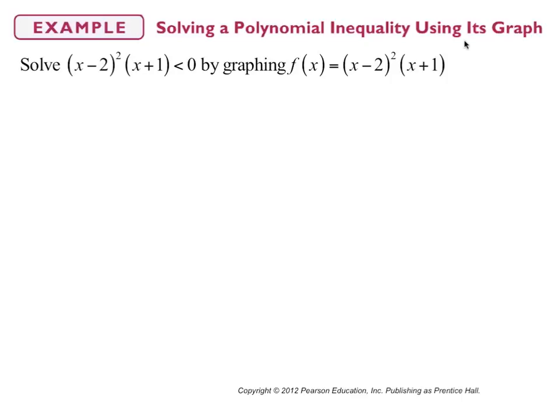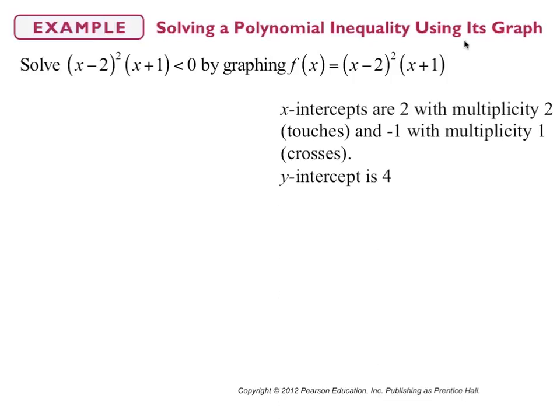So if we want to solve the inequality x minus 2 squared times x plus 1 is less than 0, then what we need to do is graph that function. So this is a good review of graphing from last week. Your x-intercepts are going to be at 2 and negative 1. The multiplicity for 2 is 2 because that's the power, and the multiplicity for negative 1 is 1. So we know that at 2, our graph is going to touch, because anytime you have an even multiplicity, your graph is going to touch. And then at negative 1, your graph is going to cross, because we have an odd multiplicity.